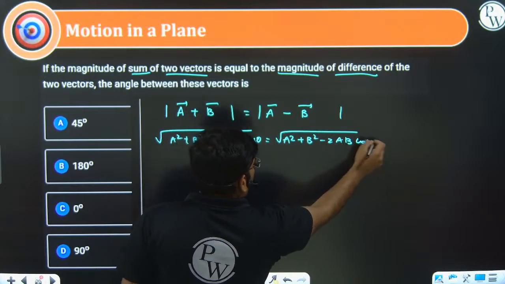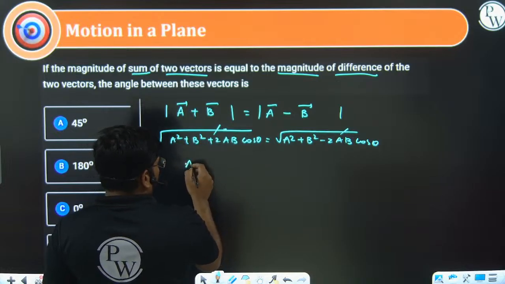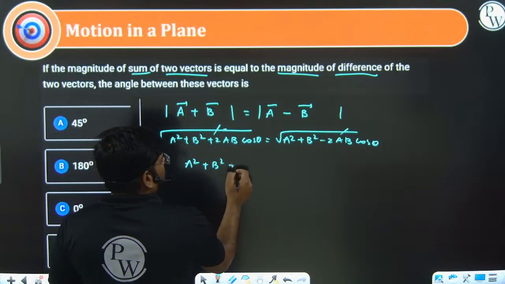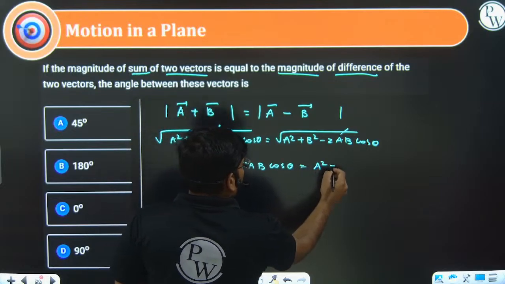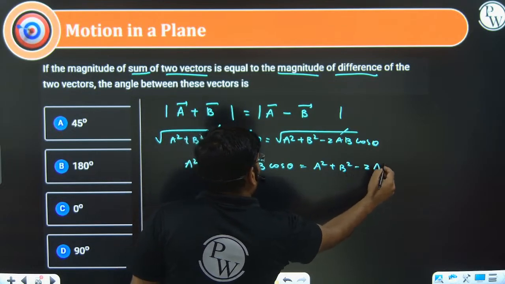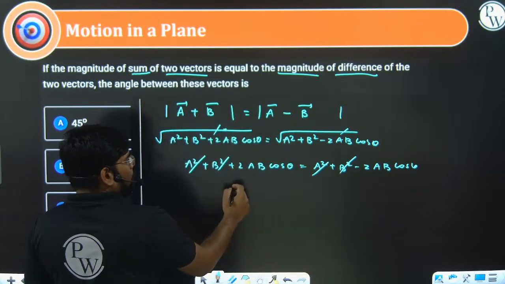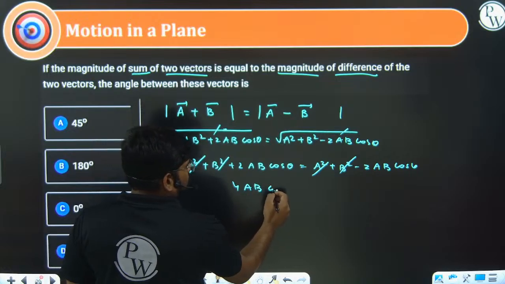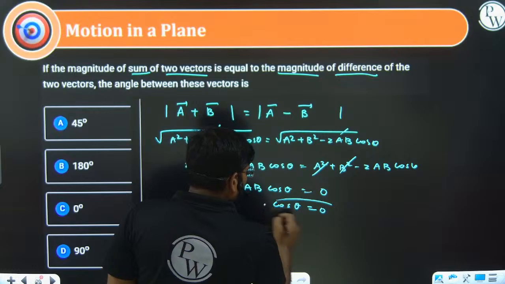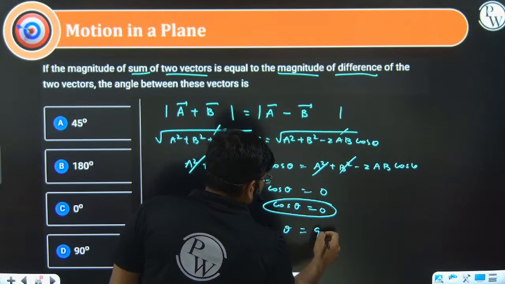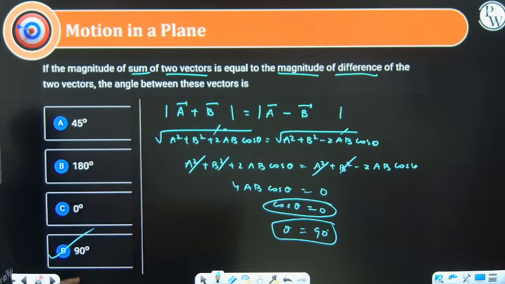Now the square roots cancel. Then a square plus b square plus 2ab cos theta is equal to a square plus b square minus 2ab cos theta. A square and b square are gone. So we get 4ab cos theta is 0. That means cos theta is 0. When is cos theta 0? When theta is 90 degrees. The vectors are perpendicular.